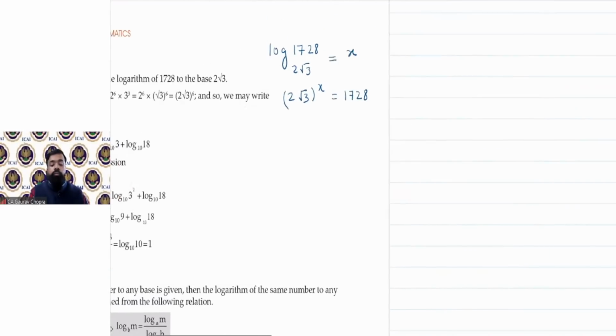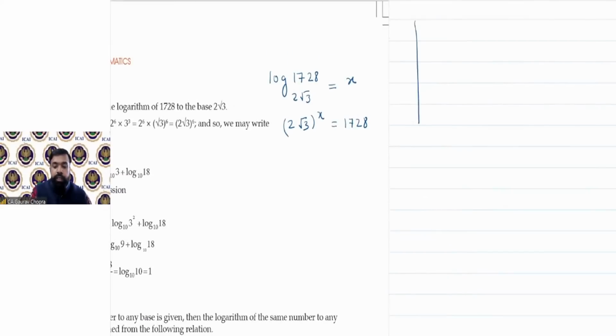We have to find the factors. Let's find the factors of 1728. Let's begin with 2: 864, again 2 gives 432, then again 2, we get 216. Okay, then how much?